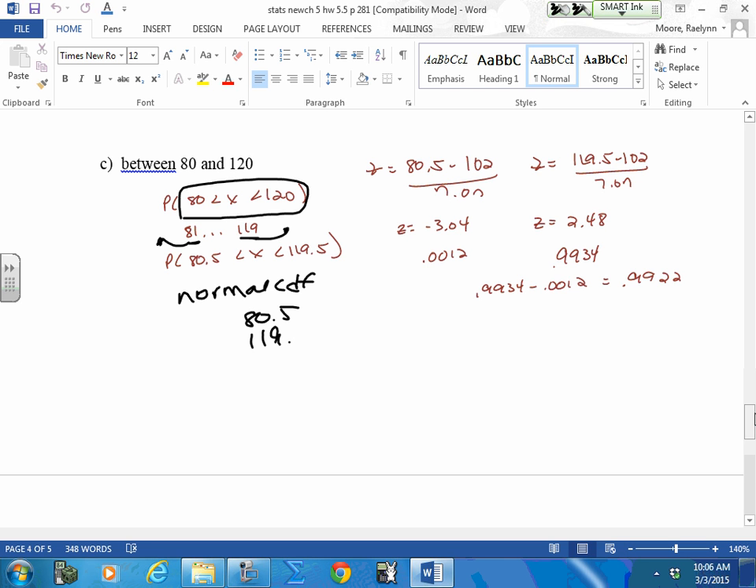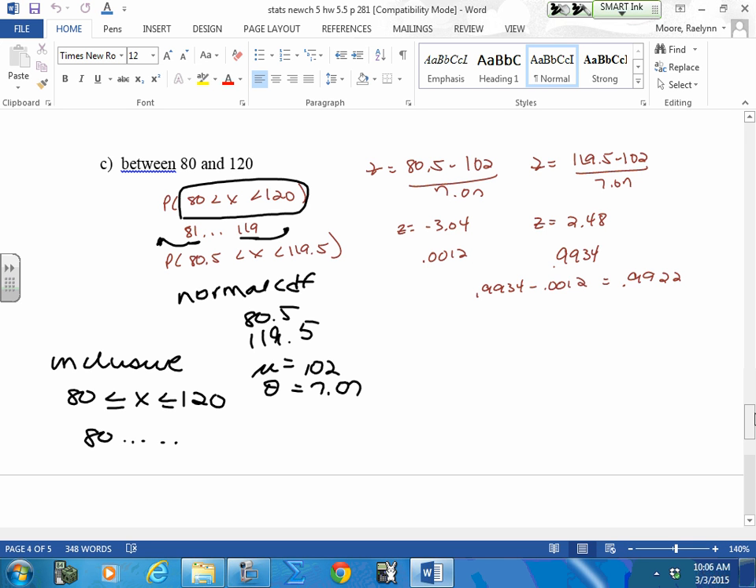Look at all the stuff that you bypass. Your mean, we found our mean. We found our standard deviation. It works really nice. It bypasses all that work. What happens with the in-between, sometimes they use the word inclusive. Inclusive means include. So then it would look like this. And then you'd start at 80, go to 120. You would drop this guy to 79.5. You would raise this guy to 120.5.